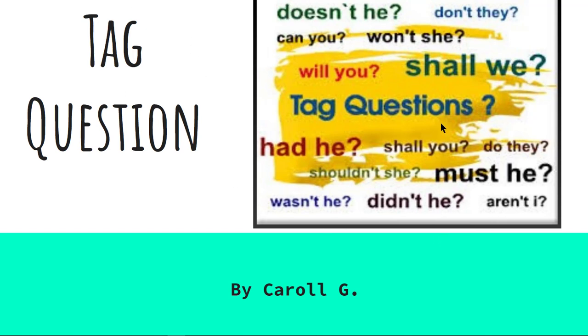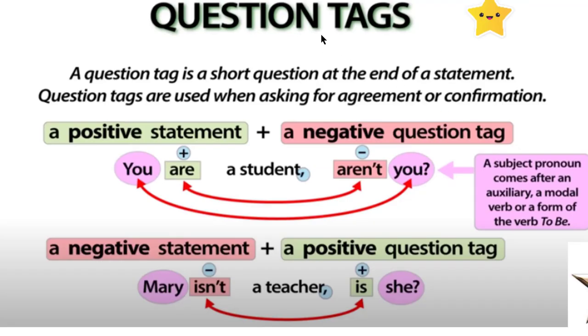Tag question. The tag question is a short question at the end of a statement. We use tag questions when asking for agreement or confirmation. We have a positive statement, and we make a negative question. You is a person, you repeat it. Are is a verb, the opposite, positive or negative. You are a student, aren't you?